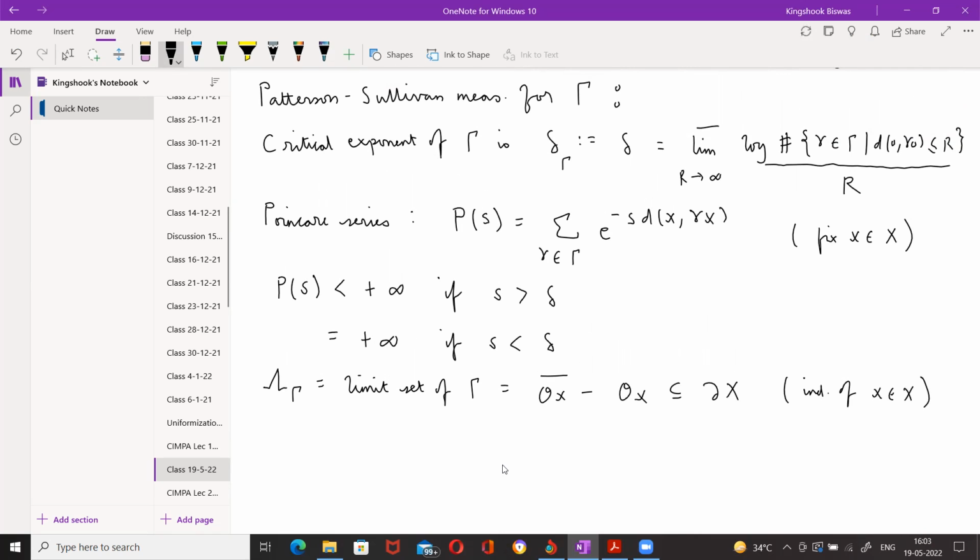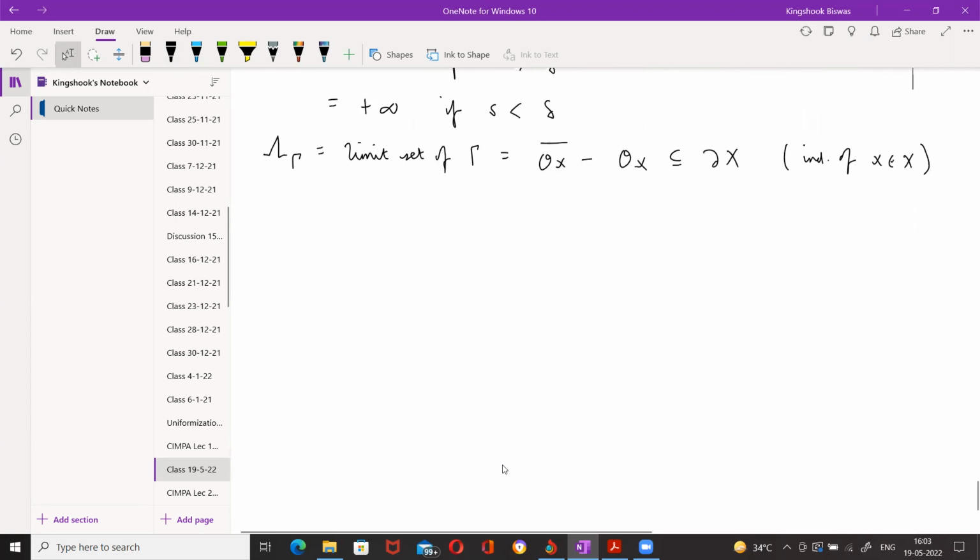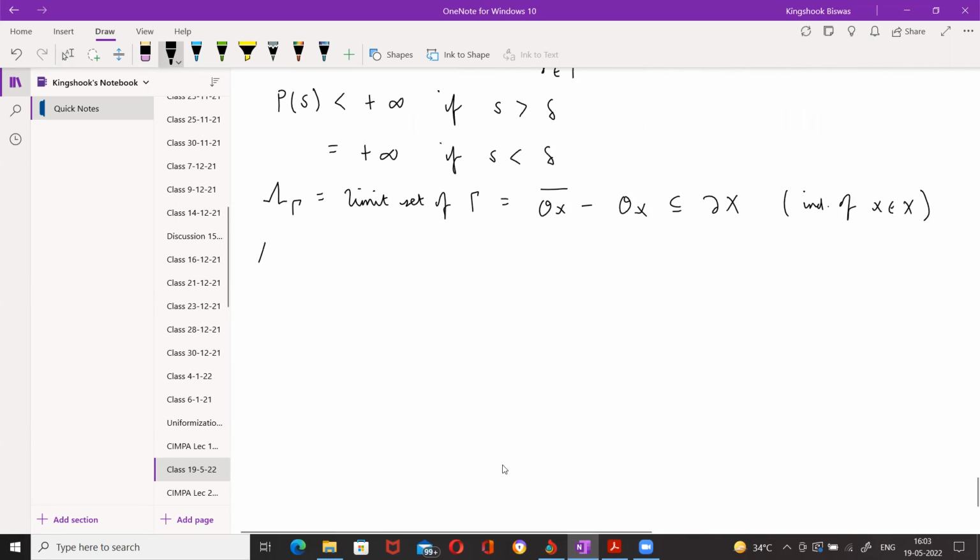Okay. So we're going to define a measure on the limit set called the Patterson-Sullivan measure as follows. So for simplicity, assume that the Poincare series at delta is infinite. Okay, it diverges at the critical exponent. It could converge or it could diverge, but let's for simplicity assume it diverges. This is true, for example, if gamma is co-compact.